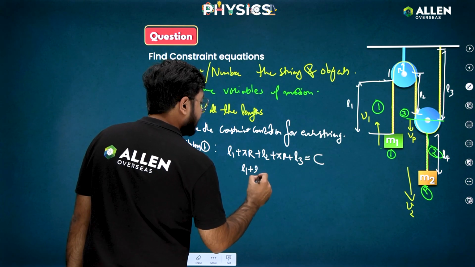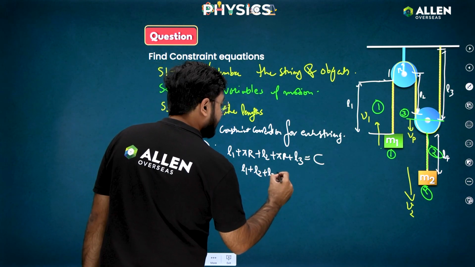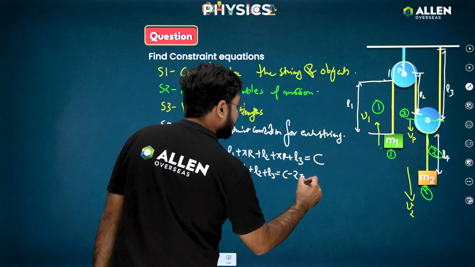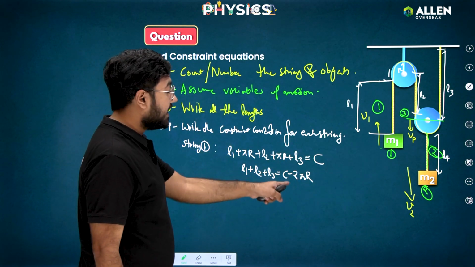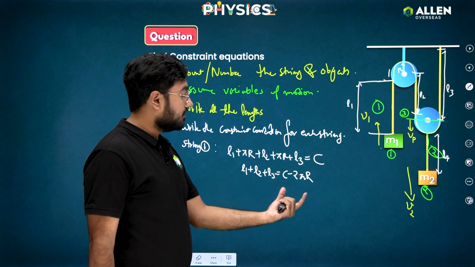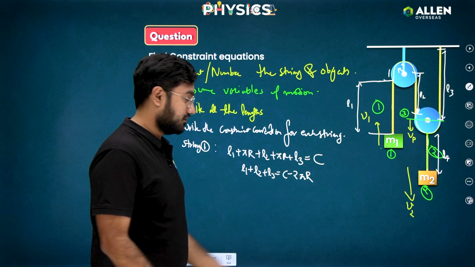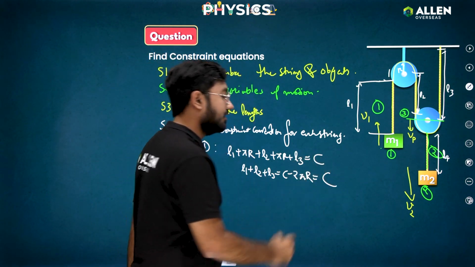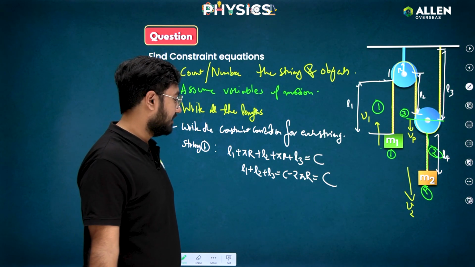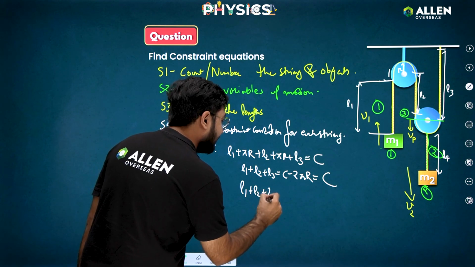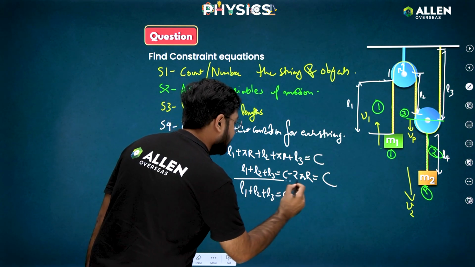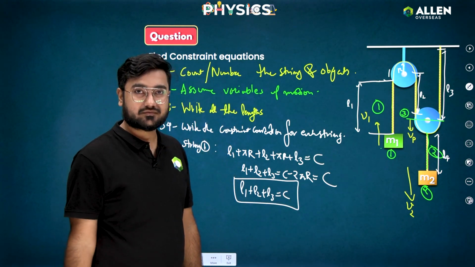Can I write it like this? L1 plus L2 plus L3 is equal to C minus 2 pi r. Pi r plus pi r is 2 pi r, take it to the other side. Pi is constant, radius of the pulley is constant, so this thing is also constant. So this is again a constant C only. So the final result that I was seeking is L1 plus L2 plus L3. This is a constant. No rocket science.